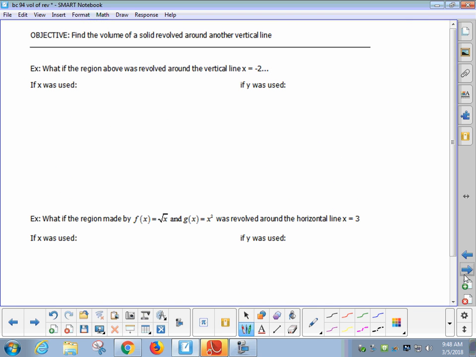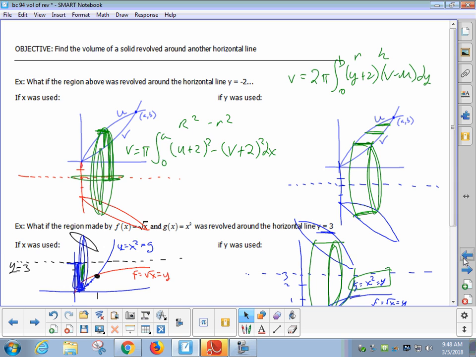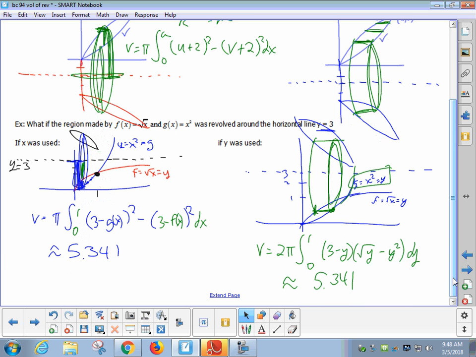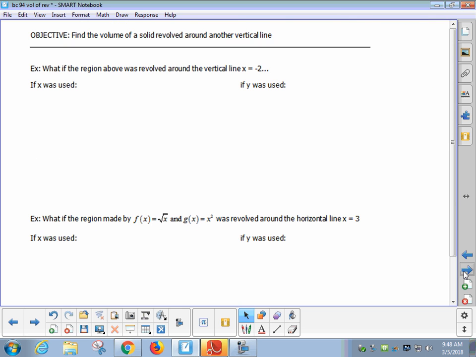Okay. Now that one was around a horizontal line, y equals 3. Let's try one around a vertical line, x equals -2, and see how things change. Do you feel like you know enough to give this a go? Yes? No? Yeah? Okay. Give this a go, and we'll confirm and learn from the mistakes and make corrections as necessary. Same region.